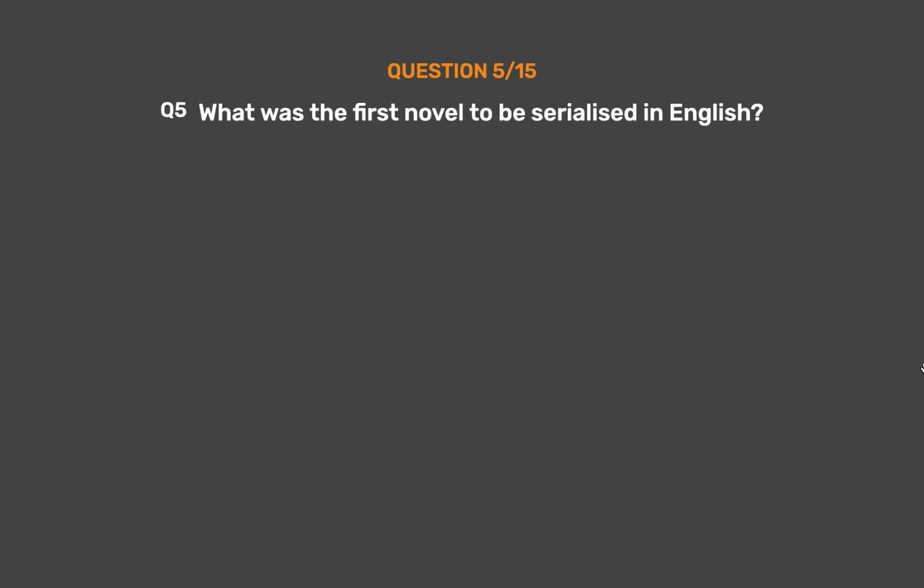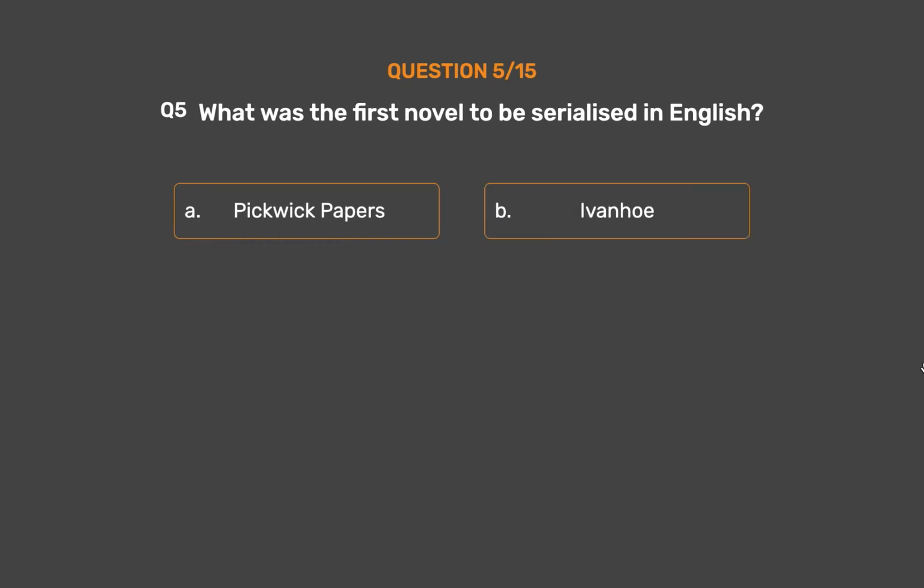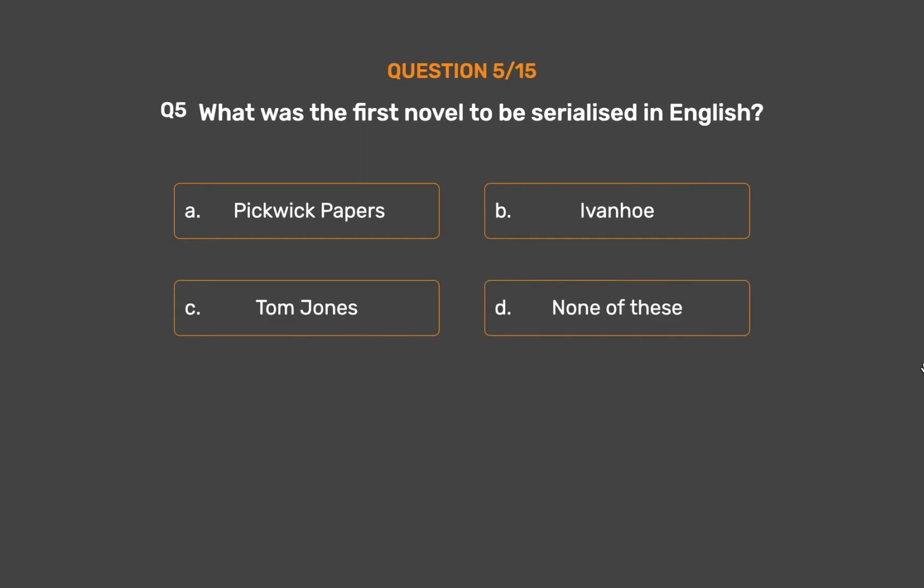Question number 5. What was the first novel to be serialized in English? Option A. Pickwick Papers. Option B. Ivanhoe. Option C. Tom Jones. Option D. None of these.